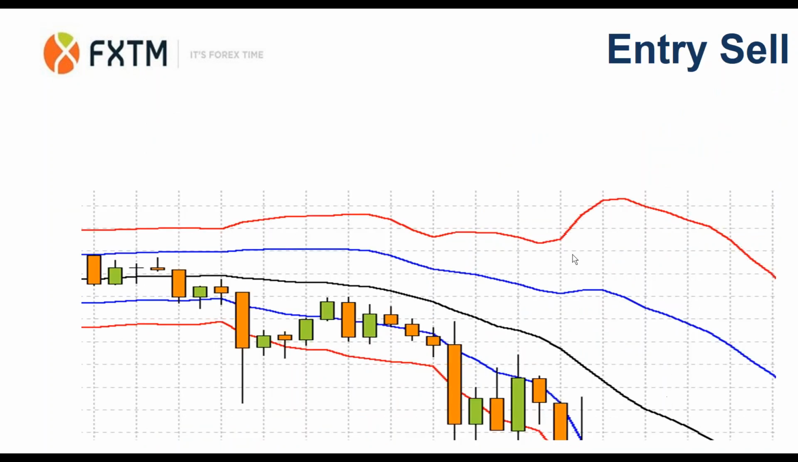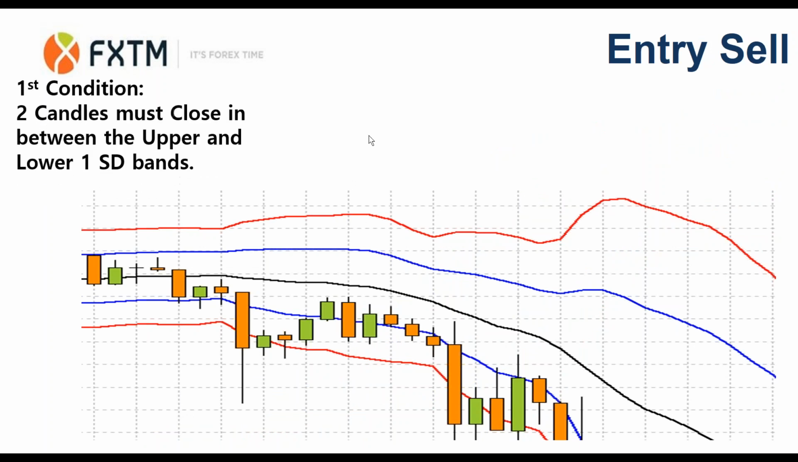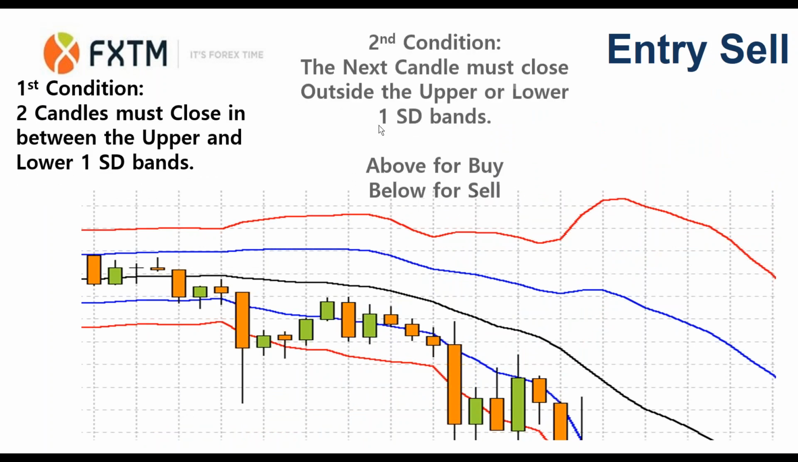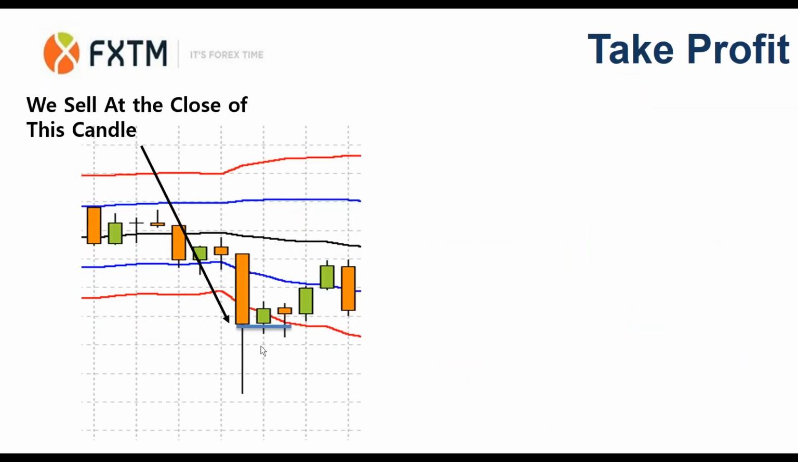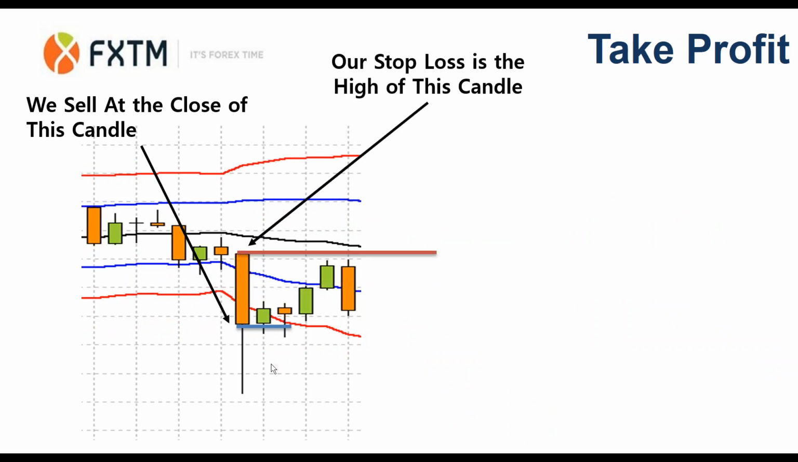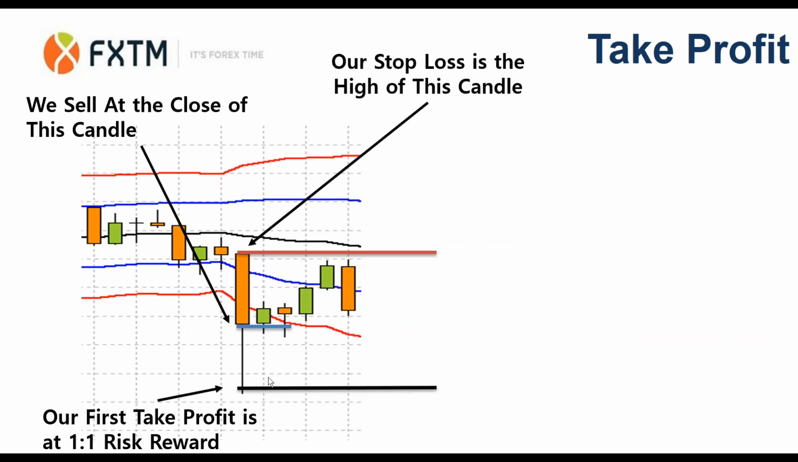Let's quickly cover the sell side. So remember what we said. Our first condition, inside. Our second condition, outside. So here we've got inside the blue bands, inside the blue bands, or the one standard deviation bands, and our second condition, outside. So we've got inside, outside. It broke to the downside, meaning it's a sell. So we sell at the close of this candle. Our stop loss is at the high of this candle. And then we have a risk reward of 1:1. And let's see how that worked out for us.